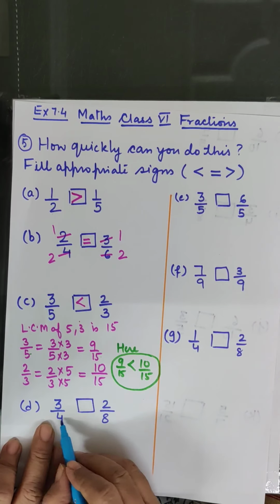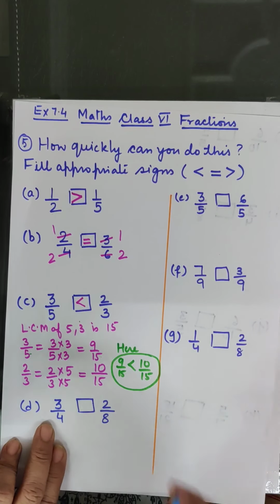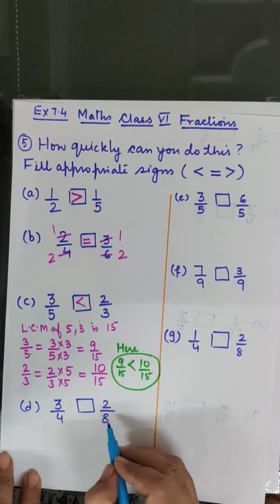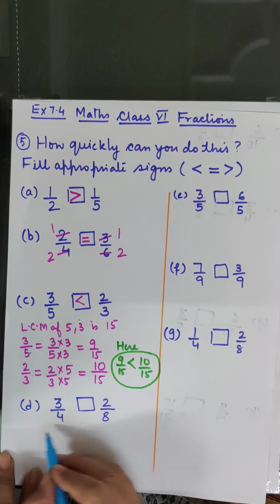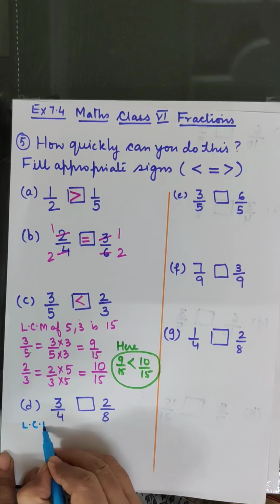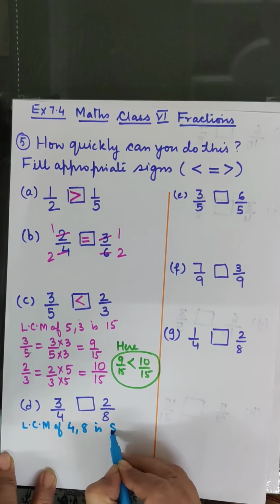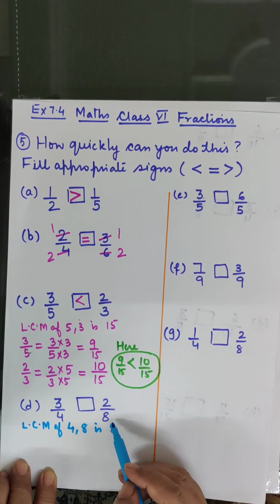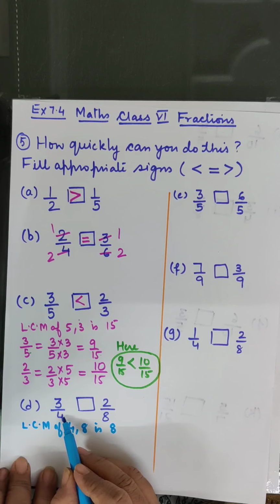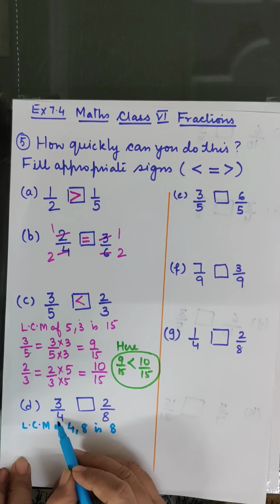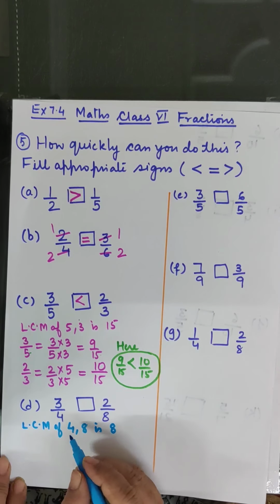Okay. Now coming to the next part. Here you see again denominators are different, numerators are also different. So again take the LCM. LCM of 4 and 8 is 8. ठीक है. तो ये तो 2 upon 8 है ही, तो इसमें तो कुछ करने की ज़रूरत ही नहीं है. So we have to convert this 3 upon 4 such that the denominator is 8.